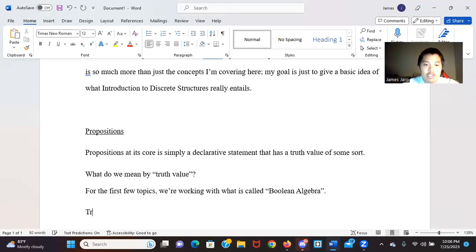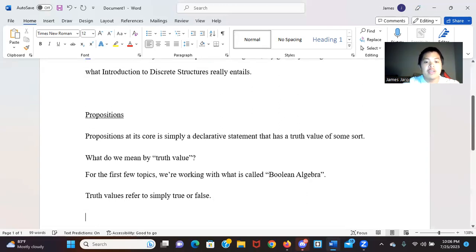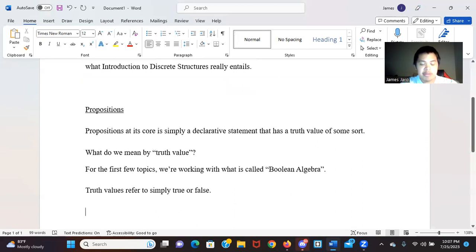Truth values refer simply to true or false. Those are the only two truth values that we have when it comes to Boolean algebra. And so the question is, how does this even work? Let me show you an example of how we use this. If a proposition is a declarative statement that has a truth value of some sort, the examples could be as follows.